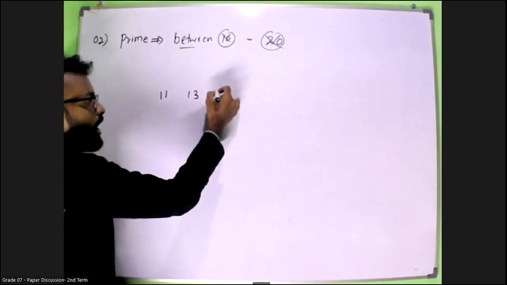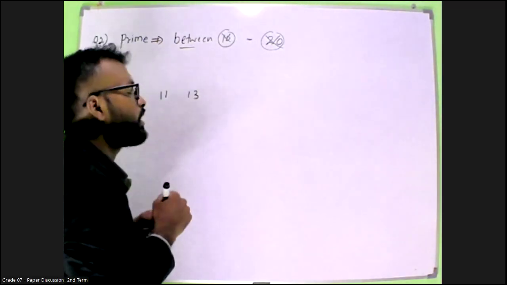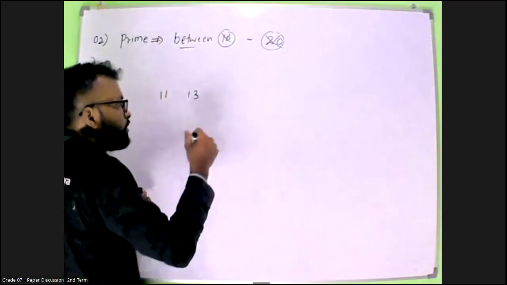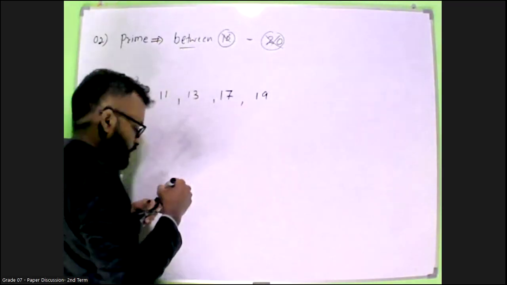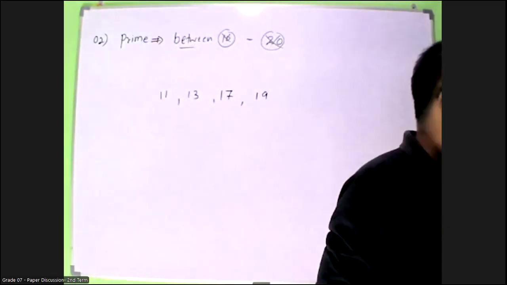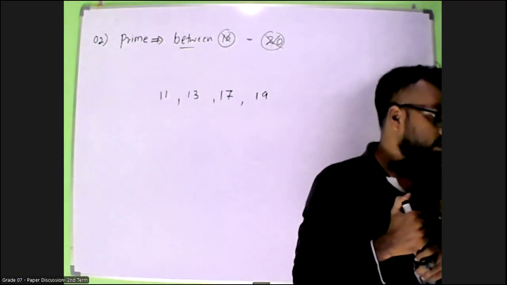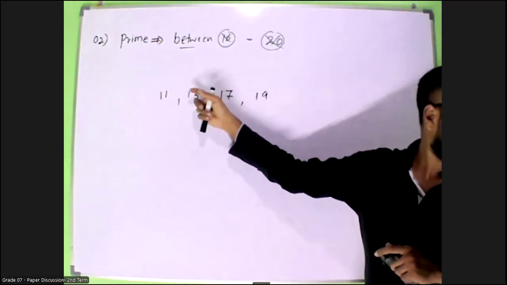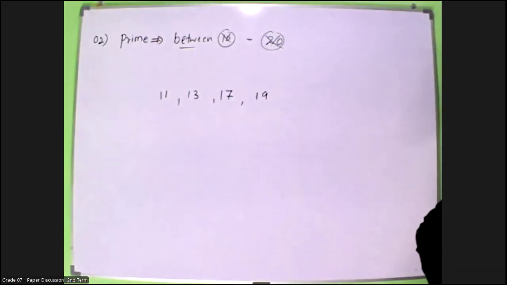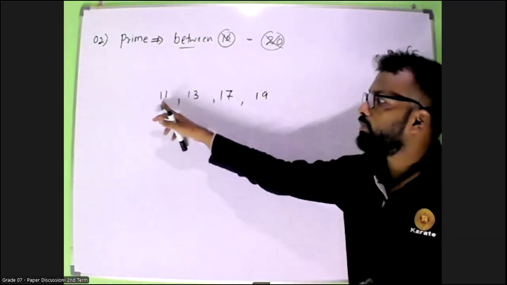So what are the prime numbers between 0 and 20? 11, 13, and 15 cannot be a prime number because it can be divided by 3 and 5 itself. And then you will be able to find 17 and 19. So these should be the prime numbers between 10 and 20. Then what is the smallest prime number? Between 10 and 20, the smallest prime number will be 11.